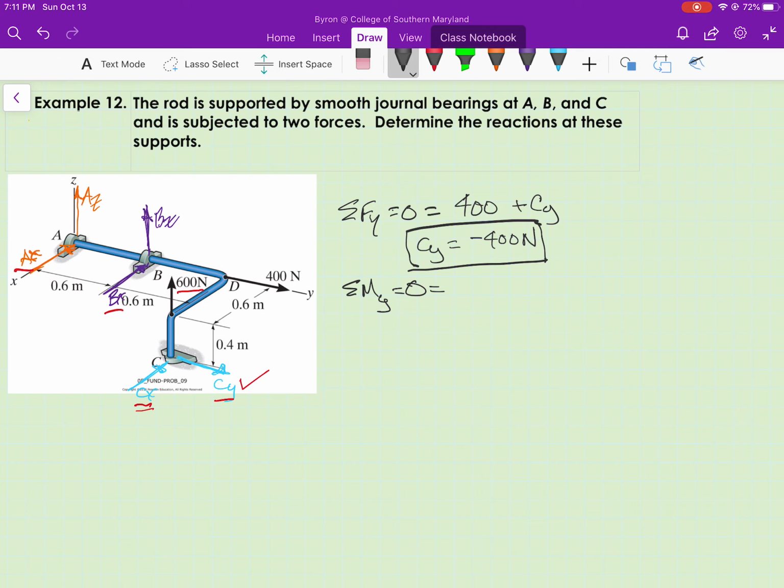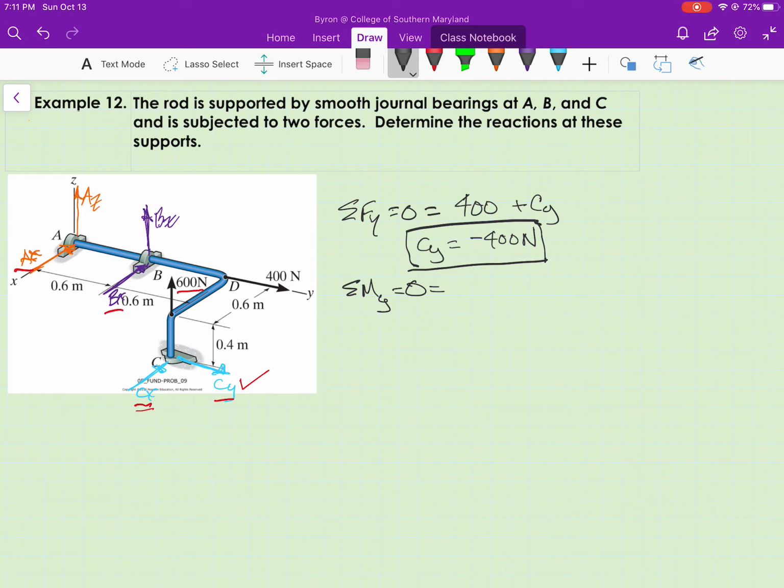The forces at A and B both act through the y-axis, so those will not create a moment about the y-axis. The 400 newton force acts along the axis, so that won't create a moment about the y-axis. And C sub y, which I just solved for, acts parallel to the y-axis, so it also will not create a moment about the y-axis. So if I sum moments about the y-axis, the only unknown is going to be C sub x.